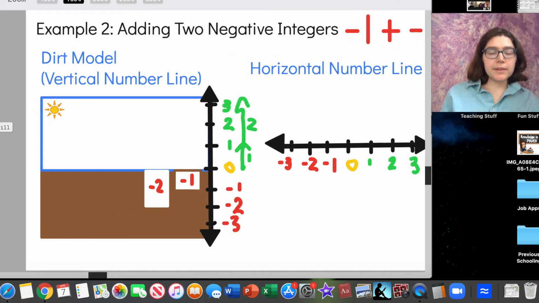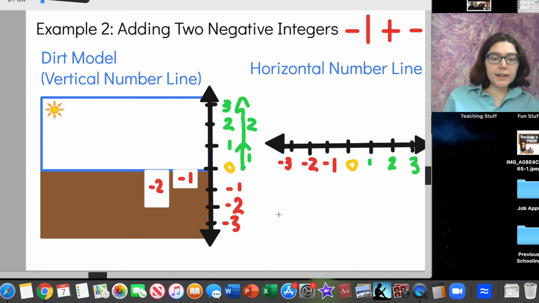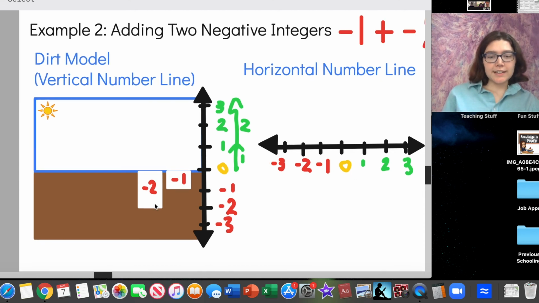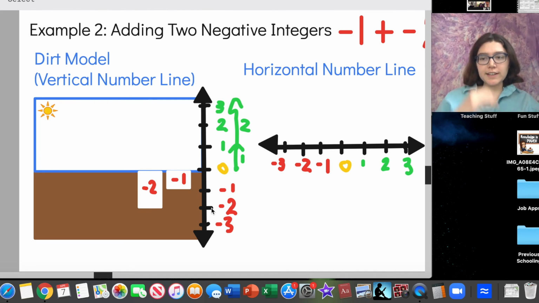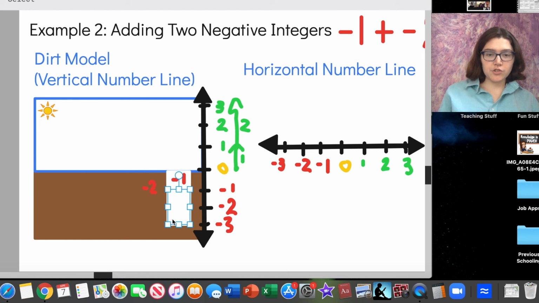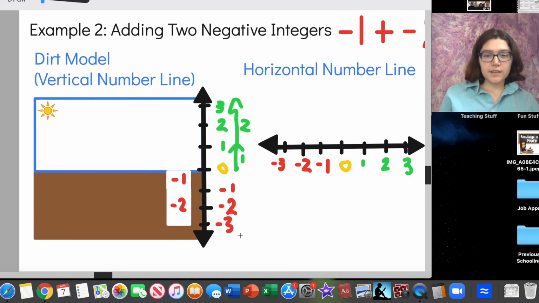Alright, so for negative 1 plus negative 2 on my DIRT model, here I have my two holes in the ground for negative 1 and negative 2. So negative 1 is going to be a hole in the ground that goes 1 unit or 1 foot deep. And then we have negative 2, which is going to be a hole in the ground that goes down to negative 2, or we can think of it as a hole that's 2 units or 2 feet deep. Alright, and then if we want to add these two holes, we want to combine them together, well, then I'm just going to drag my other hole that's 2 feet deep underneath it. When I do that, I end up down here at negative 3.